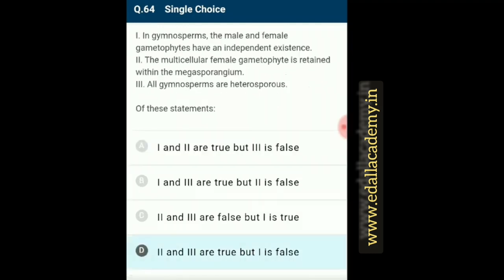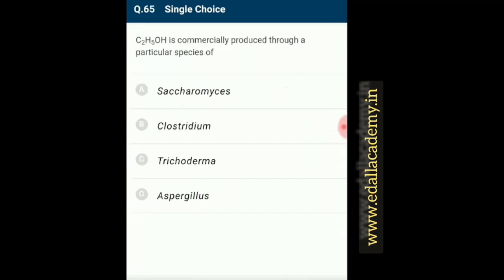Second and third statements are true, but the first statement is false. Question number 65.